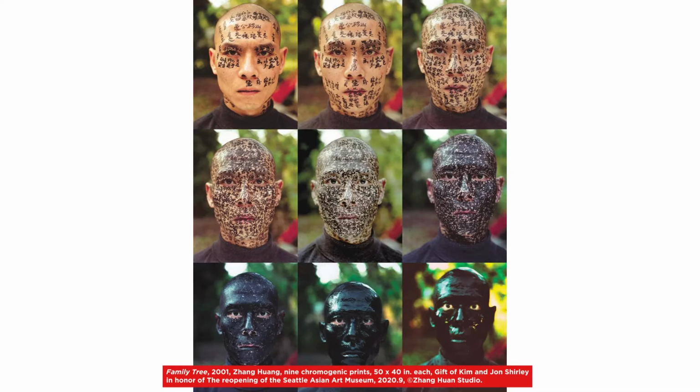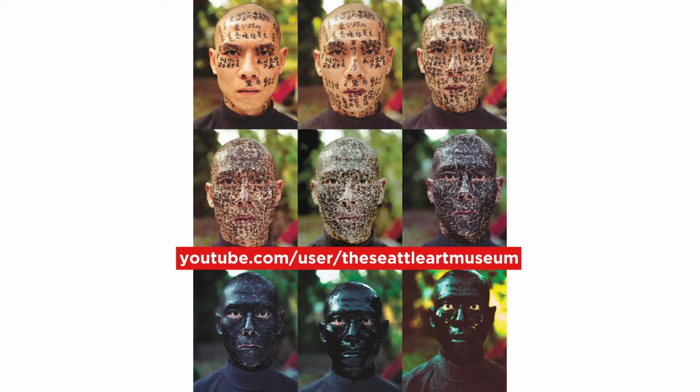I'm so thrilled you're here to join us for an art activity based on Family Tree by Zhang Huan. To take a closer look at this artwork before we get started, check out the associated Eyes on Asia close-looking video on the Seattle Art Museum YouTube channel. I'm so excited to introduce our teaching artist, Karina, who will help us create an artwork inspired by Zhang Huan's use of self-portrait, words, and identity in Family Tree.